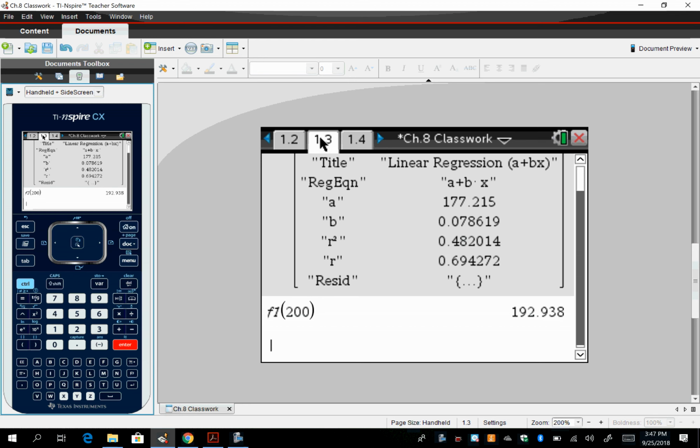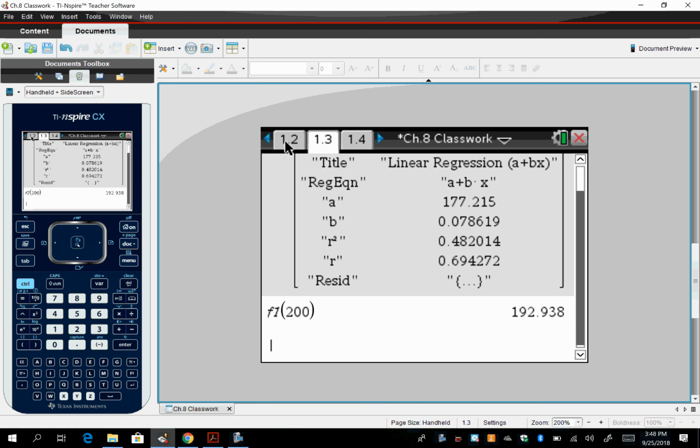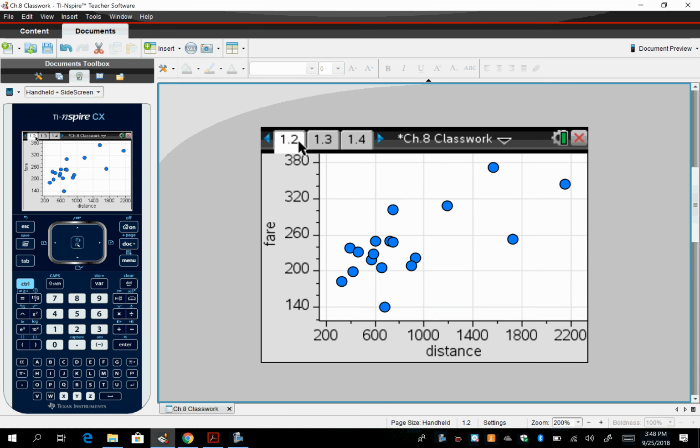So if you're telling me that you want to buy a ticket for a 200-mile flight, how much do I expect the ticket to cost you? $192.94. All right. Will that be what it actually costs? No. Probably not. It could be. Probably not. That difference between what it actually costs and what we expect it to cost is called the residual. Bless you. It's called the residual. All right. And your computer, when we made the scatter plot, is putting on a line.